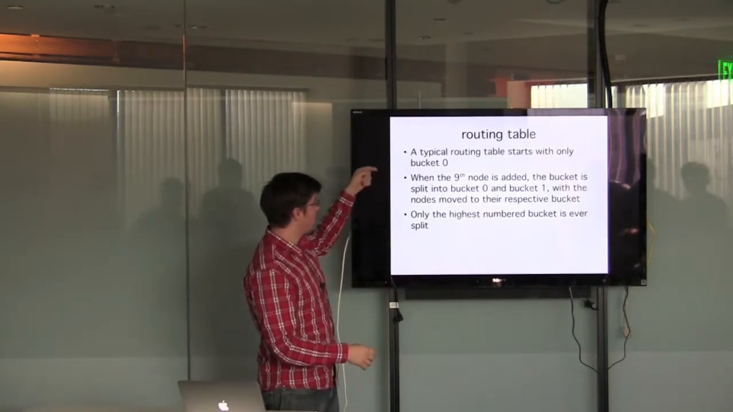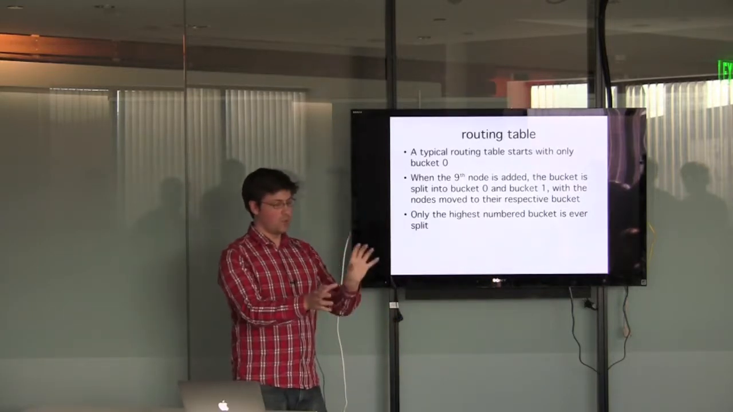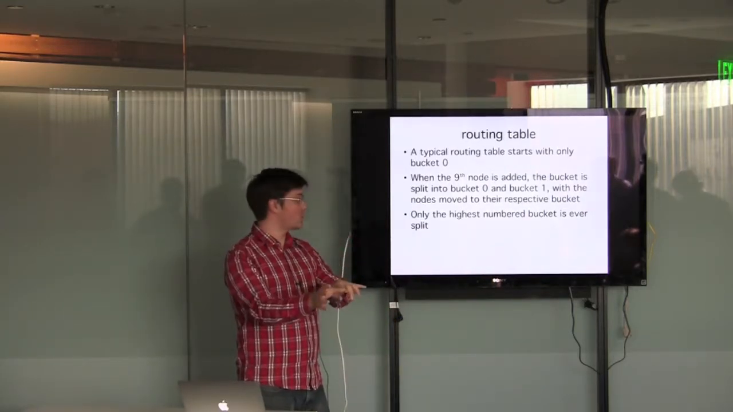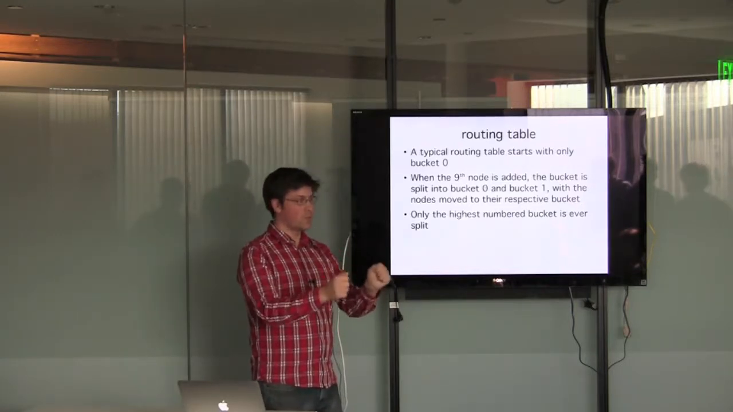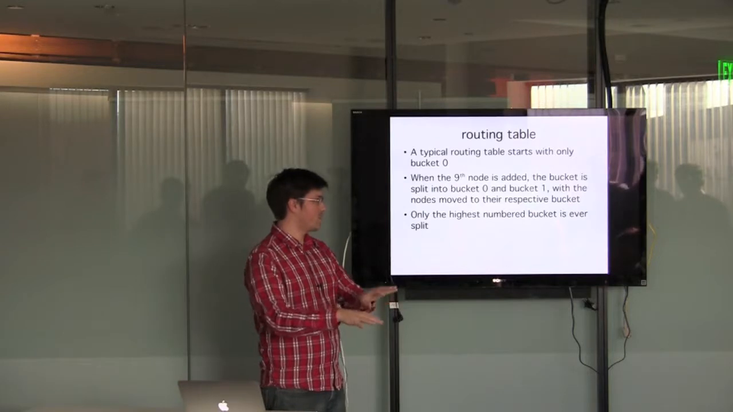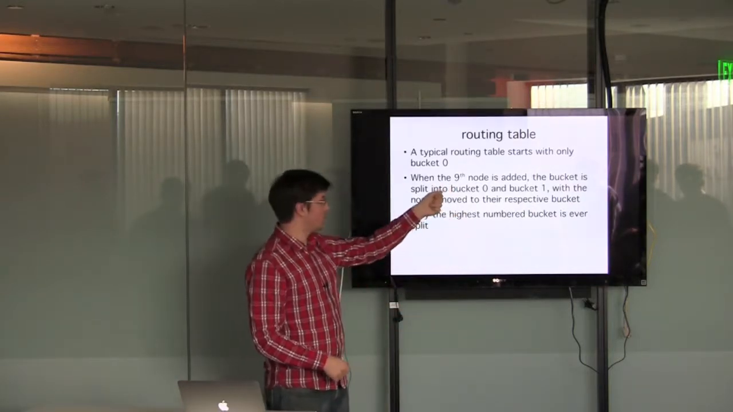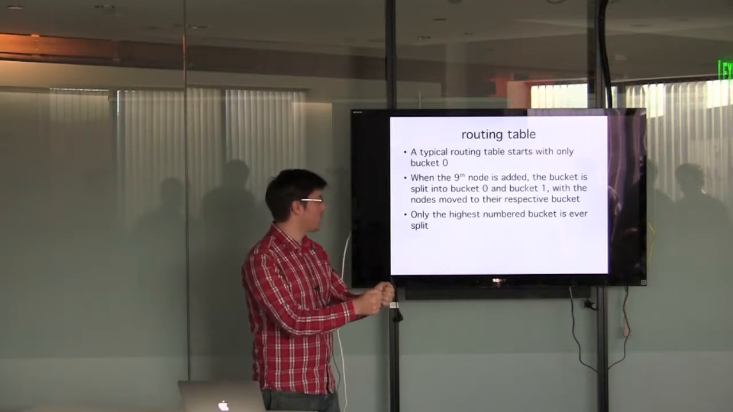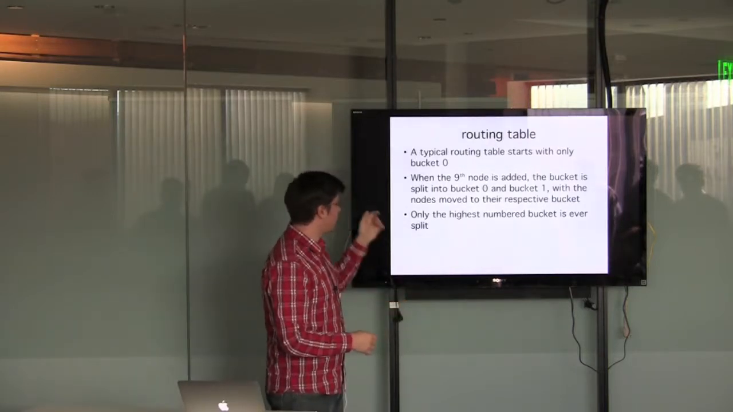So when you're about to add the 9th node, you split it. So you have bucket 0 and bucket 1. And then you move around the nodes that you already had in there to the correct bucket, and then you can insert the 9th node into one of them, maybe. If you're unlucky, you can't actually do that either, but for the most part you can.